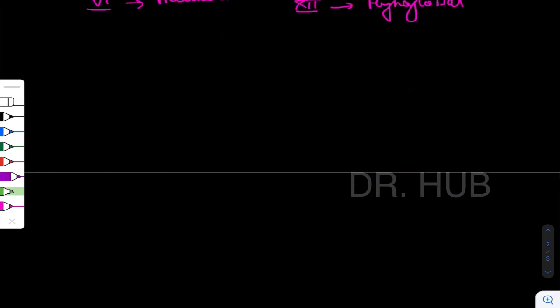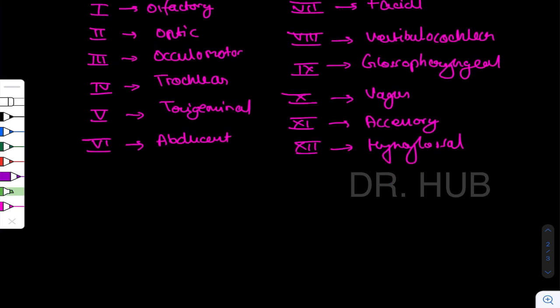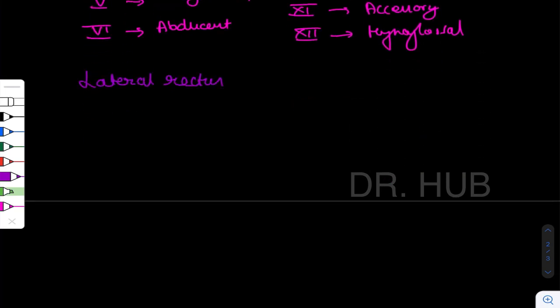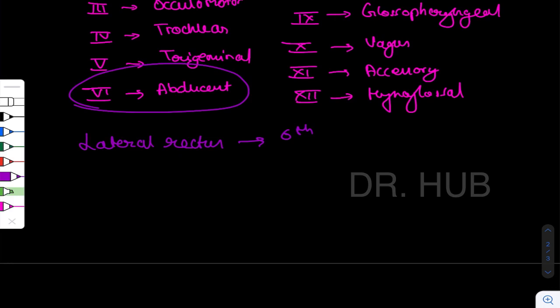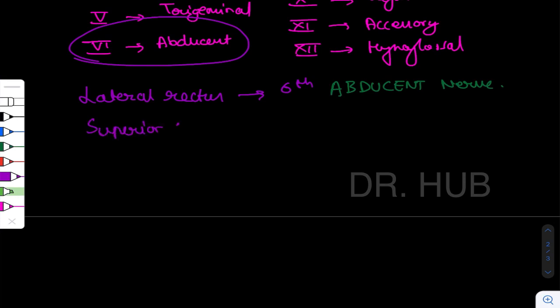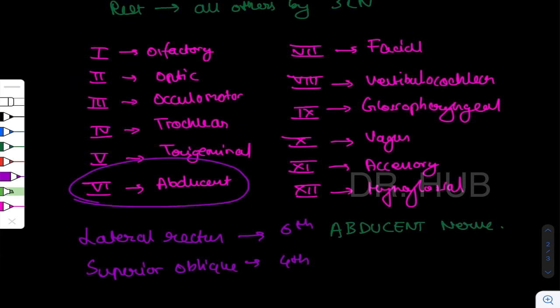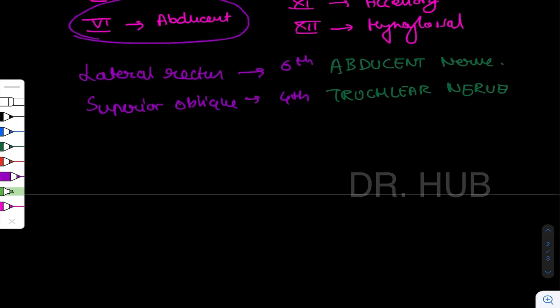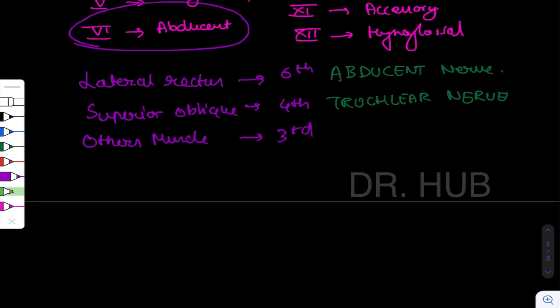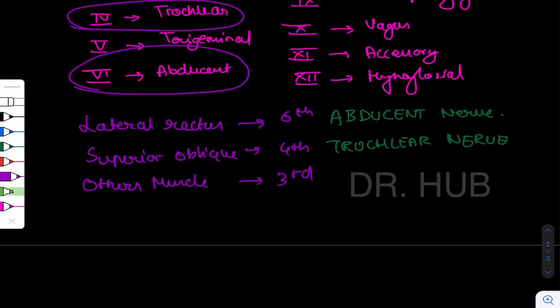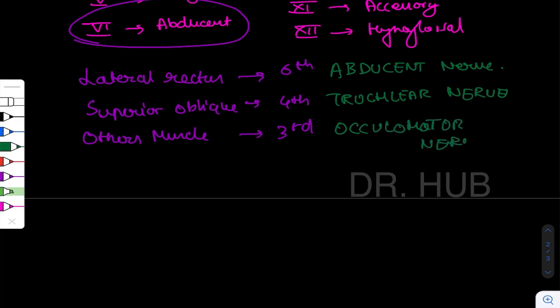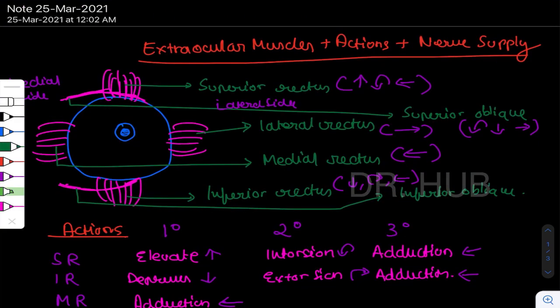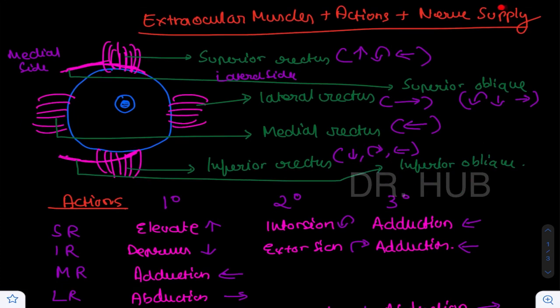Now moving ahead and matching this with the mnemonic. So firstly we had the lateral rectus, that is LR6, that is for the abducent nerve. Next looking at the superior oblique, which is the 4th cranial nerve, that is nothing but the trochlear nerve. Next we are looking at the other muscles, that is the 3rd cranial nerve, that is nothing but the oculomotor nerve. So that forms our topic.